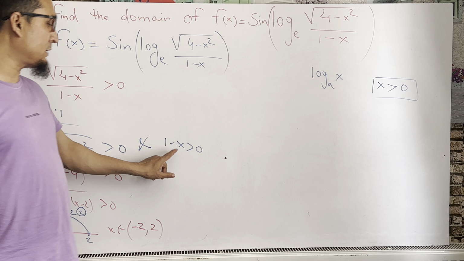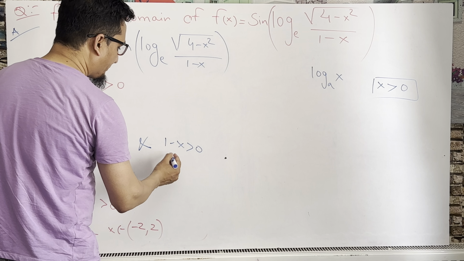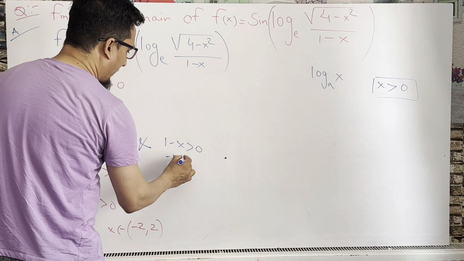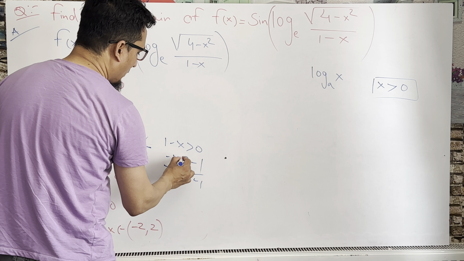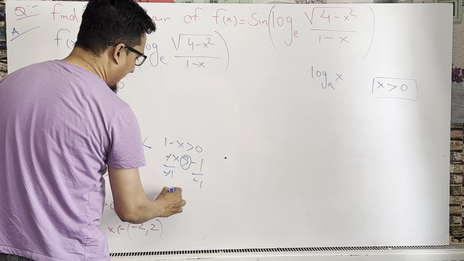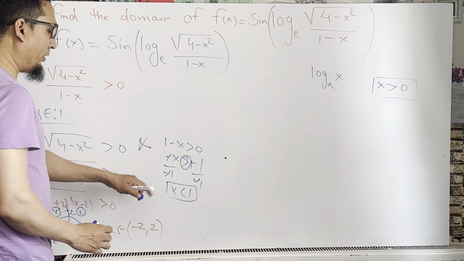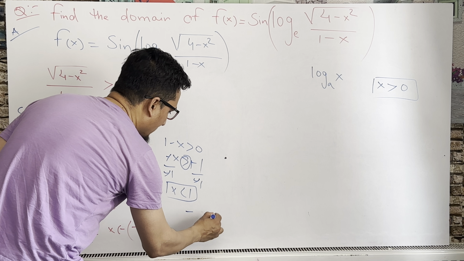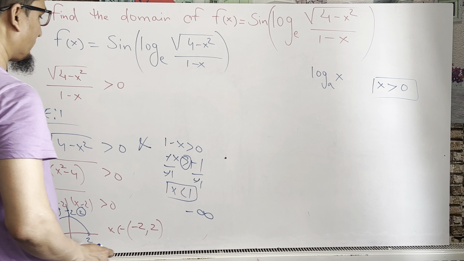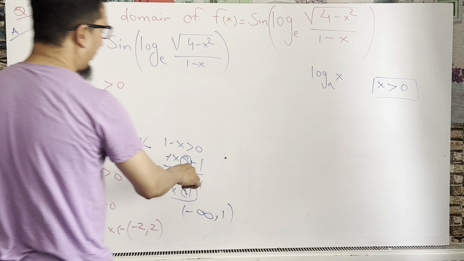And this question, if you are going to solve it, 1 minus x, so you can say this is minus x, this is minus 1. When you divide by minus 1, the inequality changes. So x, this changes, and this is less than 1. According to this one, x is less than 1. So less than 1 is minus infinity to 1, right?